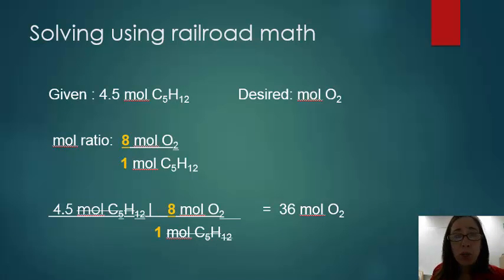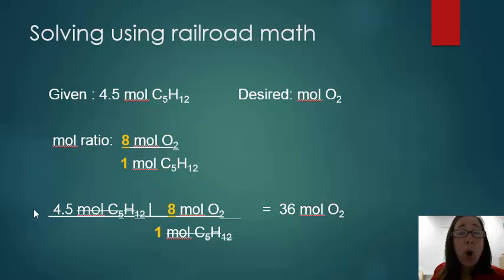If we do a double unit check, which means we check to make sure we have two of every unit, looking at what we're given, what we want, and our conversion factors. If I have two of every unit, I'm ready to do my railroad math. So moles of C5H12, moles of C5H12, two of those. Moles of O2, moles of O2, two of those. I'm ready to start.